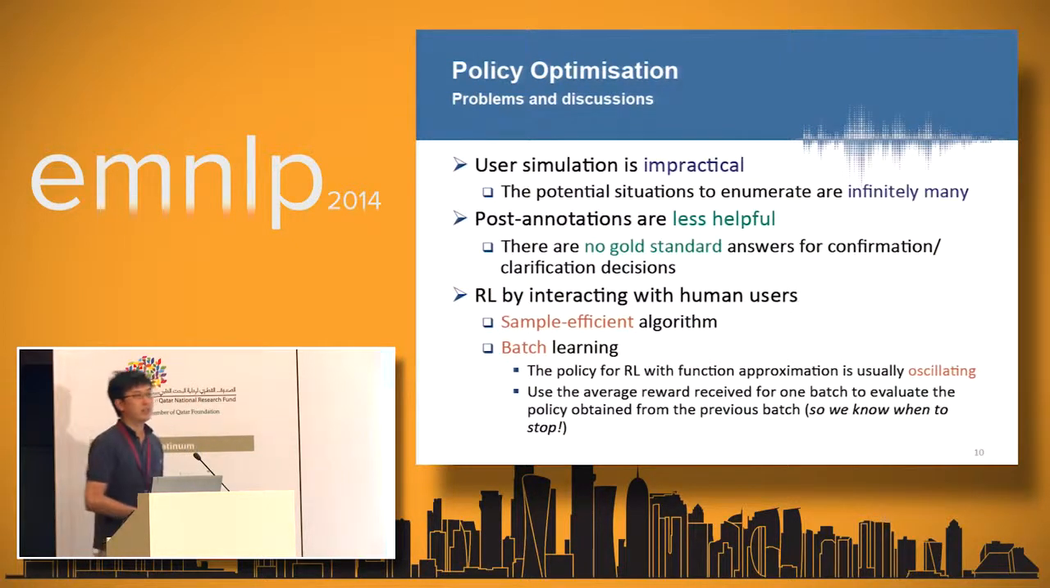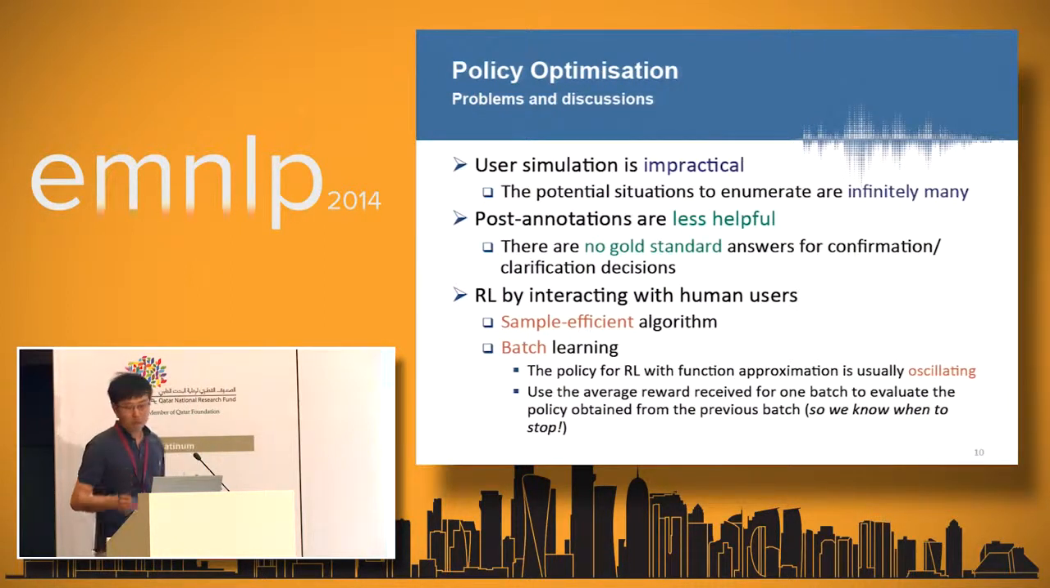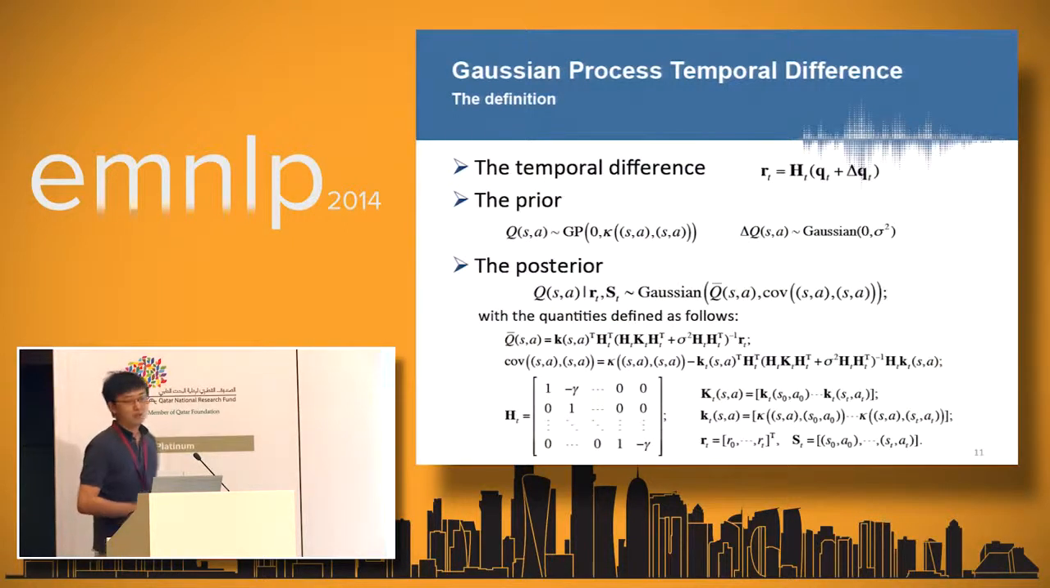But to use batch learning, what we can do is every time we collect a new batch of data, at the same time it's an evaluation for the policy you got so far. So you can draw the learning curve and decide which policy you want. All right. So considering those two requirements, Gaussian process temporal difference is a good algorithm.